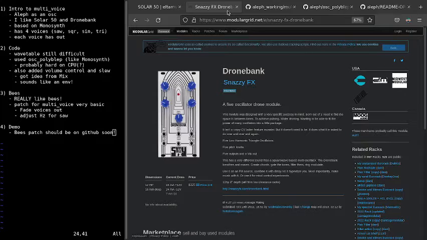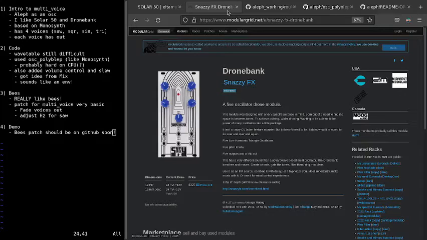I think the Solar 50 uses all saw waves, and drone bank uses triangle waves, and I may make another version of multi-voice where all the voices are the same type in the future. The reason that I wanted 4 different voices was because osc-polyblep, in the DSP directory, includes 4 different voices, and I wanted to leave myself working versions for each one that I could use in the future.